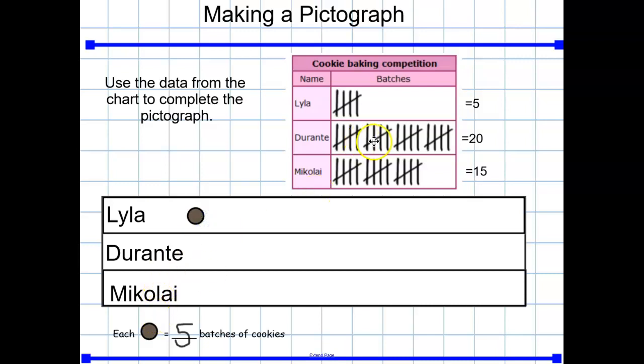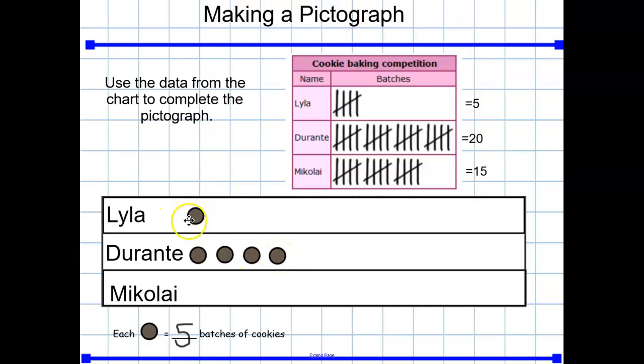Durante made 20 batches of cookies. So I know each symbol is worth 5. So I have to add the symbol worth 5 until I can represent that Durante made 20 batches. So here's 5 batches, okay. Here's 10 batches because each is worth 5. This represents 15 batches. And one more symbol worth 5 would represent Durante's 20 batches. Well, let's check our work by counting by 5. 5, 10, 15, 20 batches of cookies.